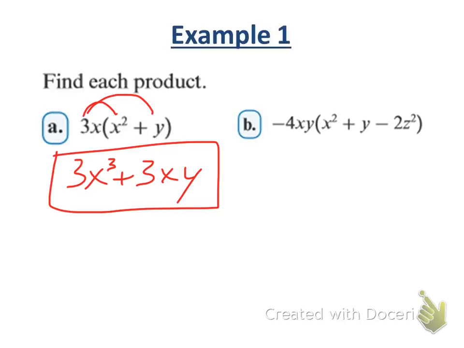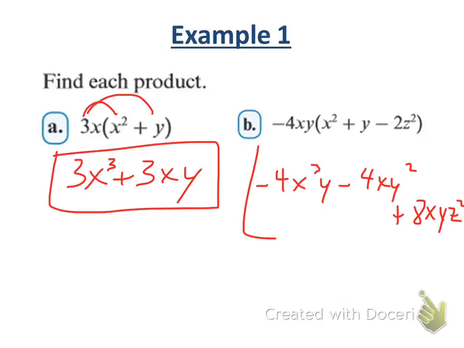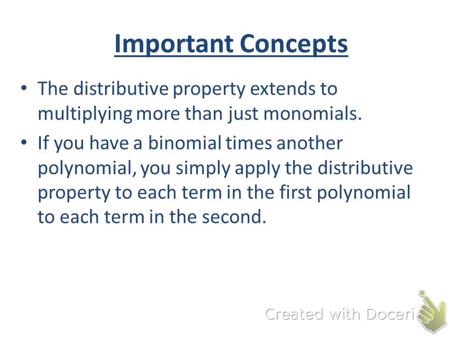So what will we have on the next problem, Abby? What will we get for letter B here? We'll have negative 4x cubed y minus 4xy squared plus 8xyz squared. Perfect. Careful that negative times negative is positive, negative times positive is negative. If you multiply two terms with the same sign, then you get a positive product. Different signs gives you a negative product. All right, so that's not new. We've been doing that all year long.